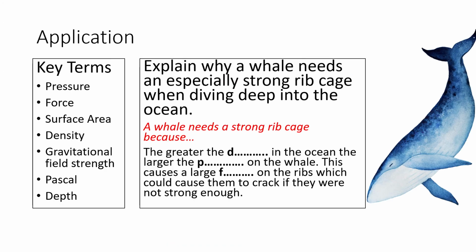Moving on, application questions. So explain why a whale needs an especially strong rib cage when diving deep into the ocean. A whale needs a strong rib cage because, now I've put those words in red because you do not need to write them in the exam. They're useful to give context in your notes to say what you're talking about, but in the examination, they've literally just asked you the question. There is no need to repeat the question in your answer. So those words in red are completely useless words in your examination.